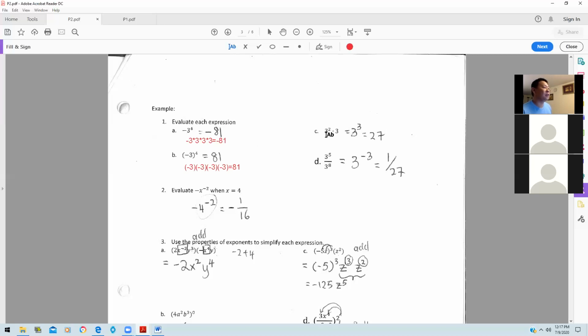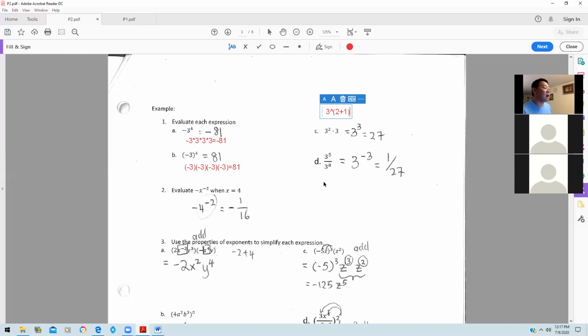Next, question C. Because the base is the same, we add the powers. So we have 3, and the power in this case is 2 plus 1. Don't forget that if there is no number shown as the power, it's always a 1. Then 2 plus 1 is the power 3. So 3 to the power of 3 is 27.